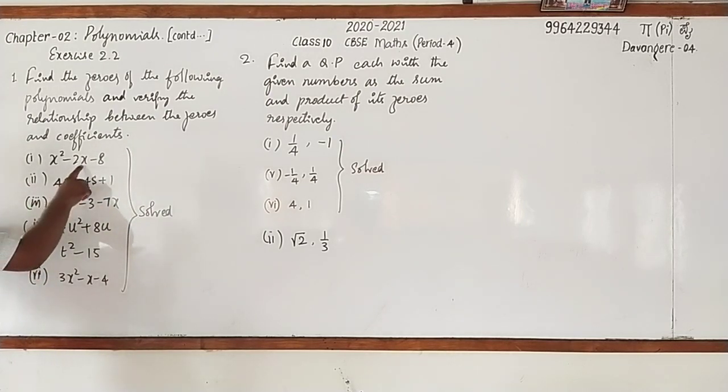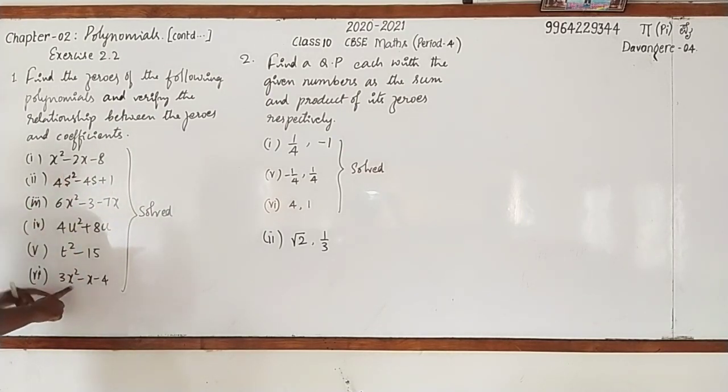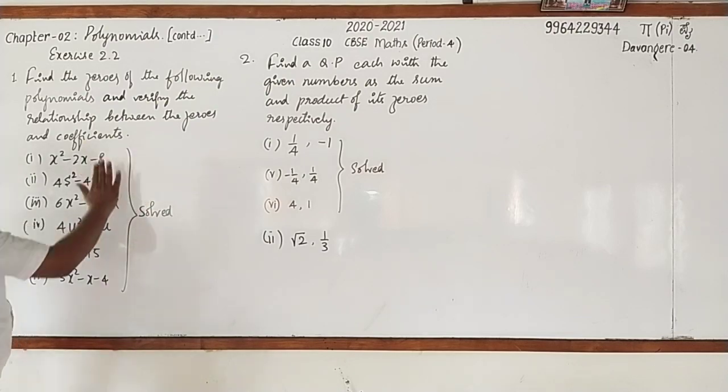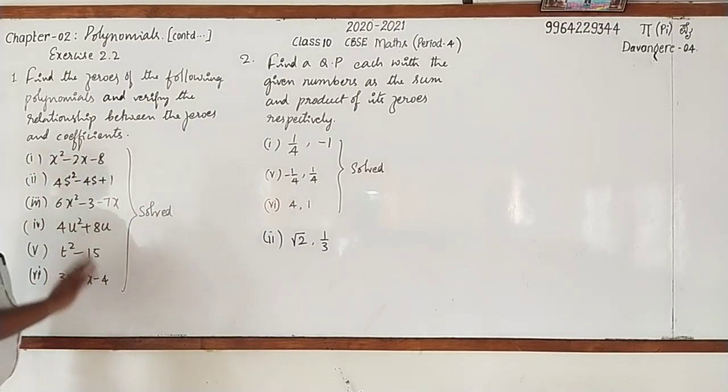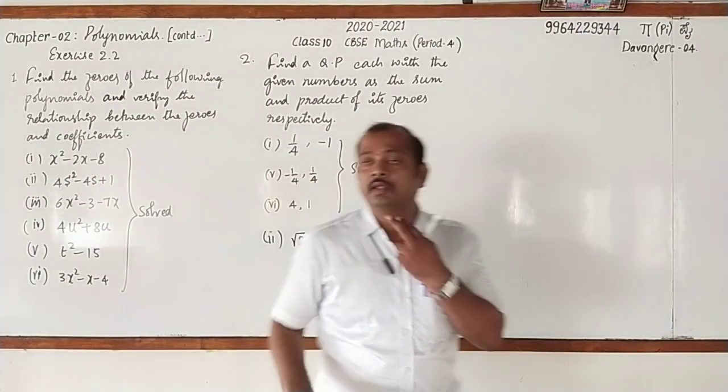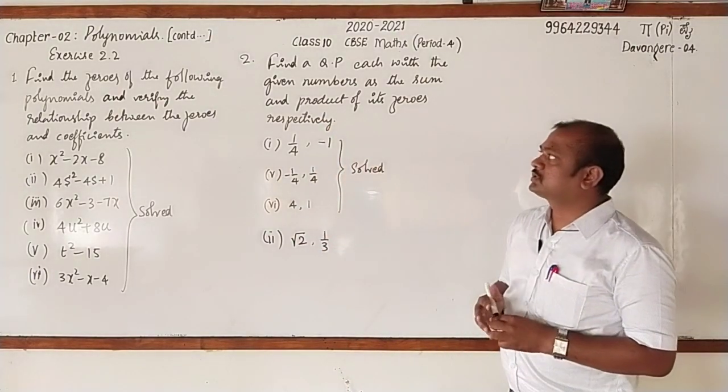Dear students, whatever I have written, all these six, all are solved in yesterday's class only. And I have even given two problems for homework. This is 4x square minus 4x plus 1, and 3x square minus x minus 4. These two are solved today. So from the first one, we have given answers for all the questions. Okay. Now, come to the second one.